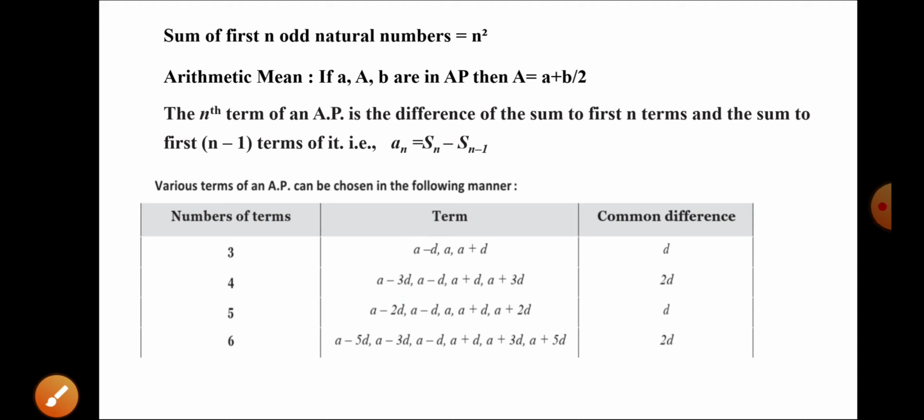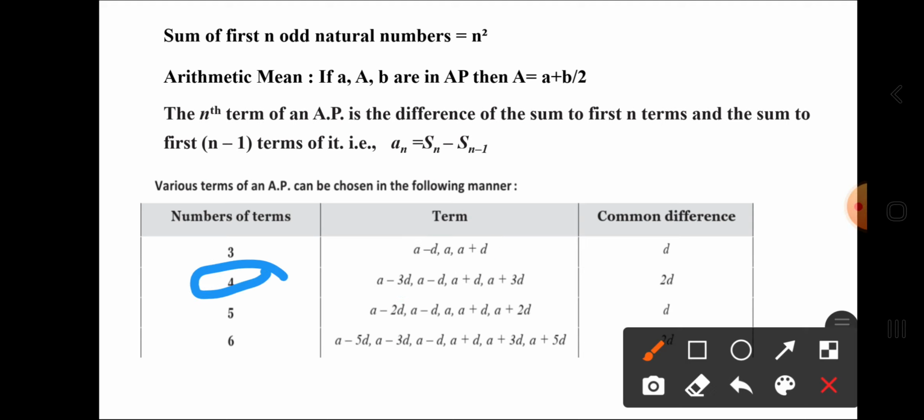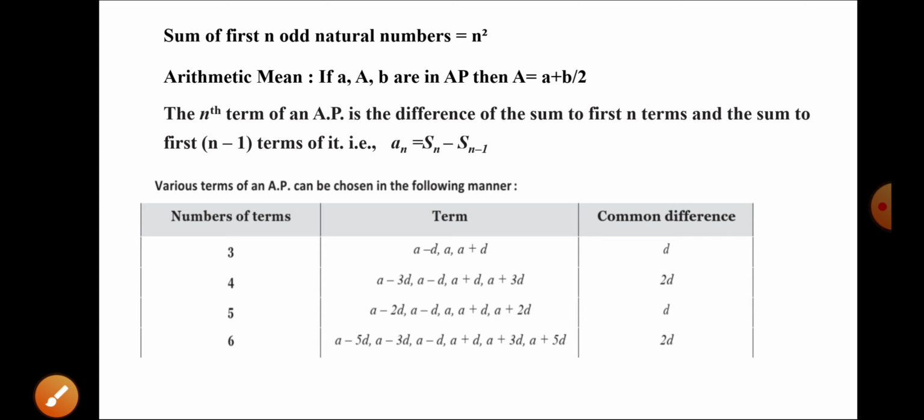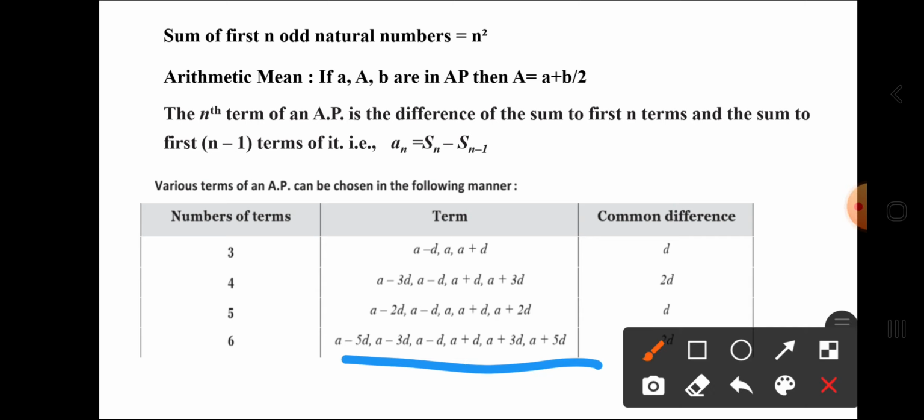Similarly, if the number of terms is 4, then the terms should be a minus 3d, a minus d, a plus d and a plus 3d, and the common difference will be 2d. Whereas if it is 5 terms, they should be a minus 2d, a minus d, a, a plus d and a plus 2d. Similarly, if there are 6 terms, we have to make the progression in this way.